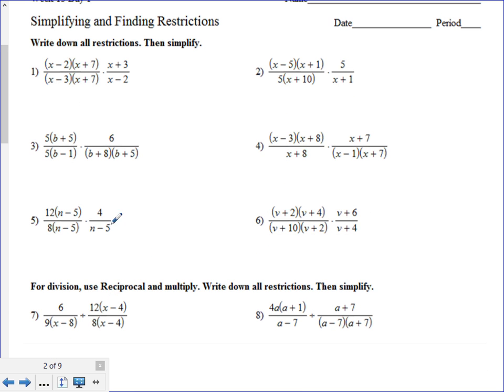Let's start off and look at number 5, because number 5 will answer a question that many of you have. First off, is it a division problem?